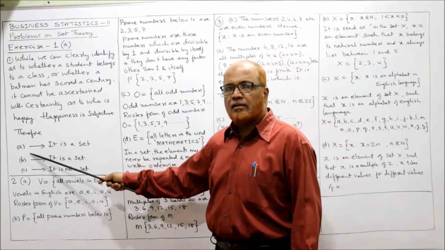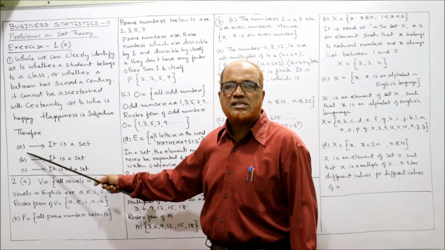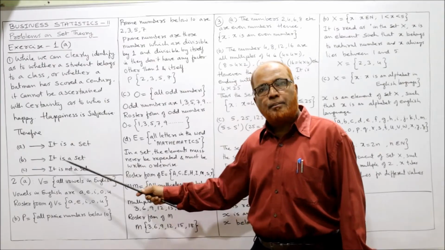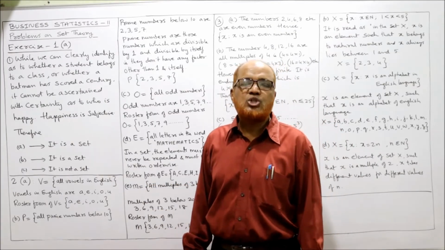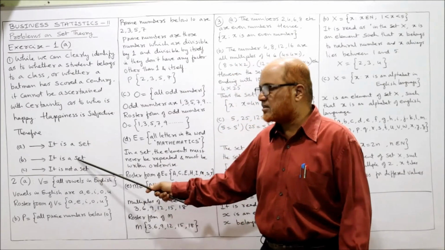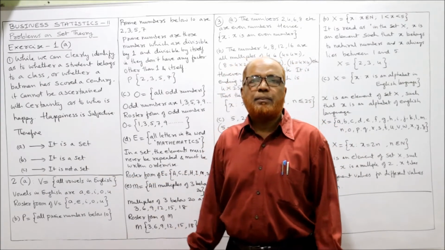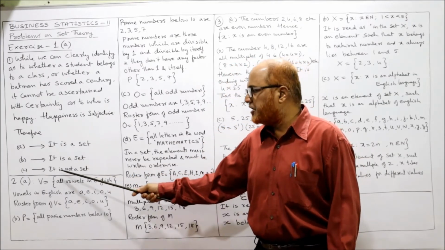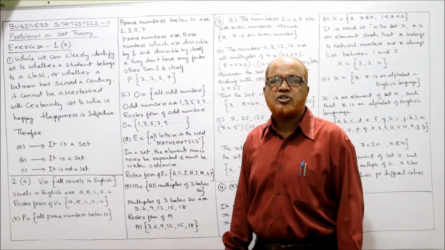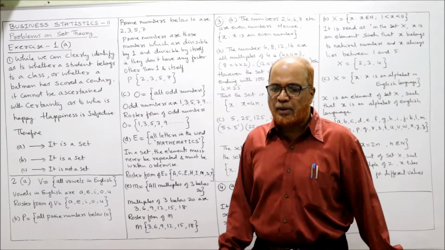Therefore, A, the number of students in a class, is a set. B, the number of batsmen who scored a century in the World Cup, yes, it is a set. But C, how many people in Hyderabad are happy, is not a set, because we cannot measure happiness. That's it. First problem completed.